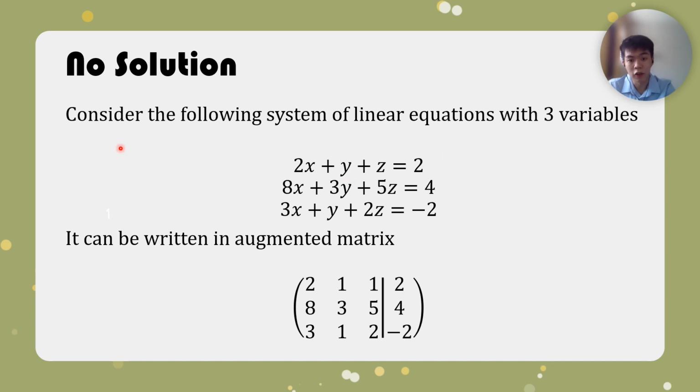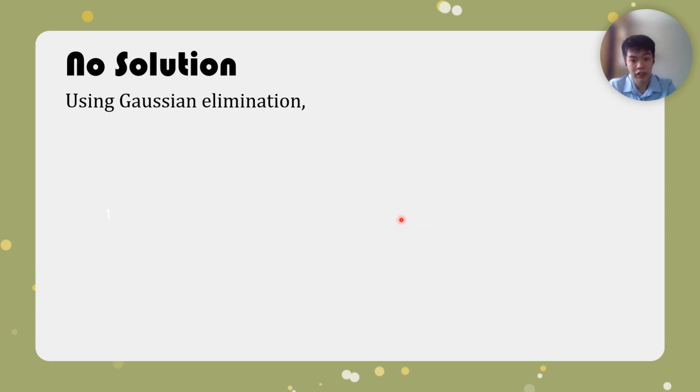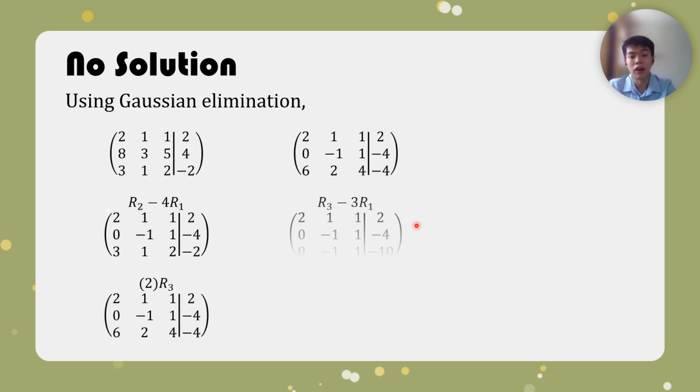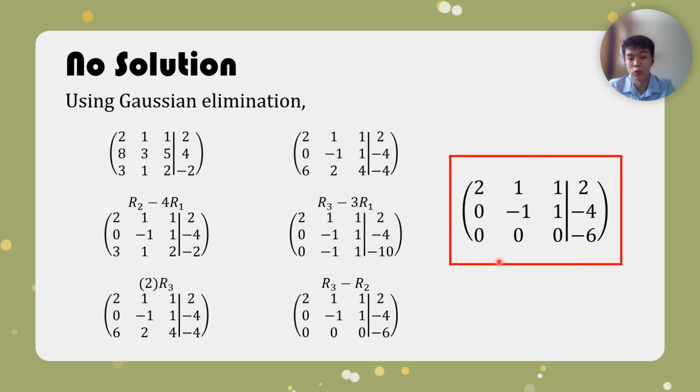So let's consider the following system of linear equation with 3 variables, and we try to write the system of linear equation into an augmented matrix. Then we use Gaussian elimination to reduce the augmented matrix into echelon matrix, which is this.